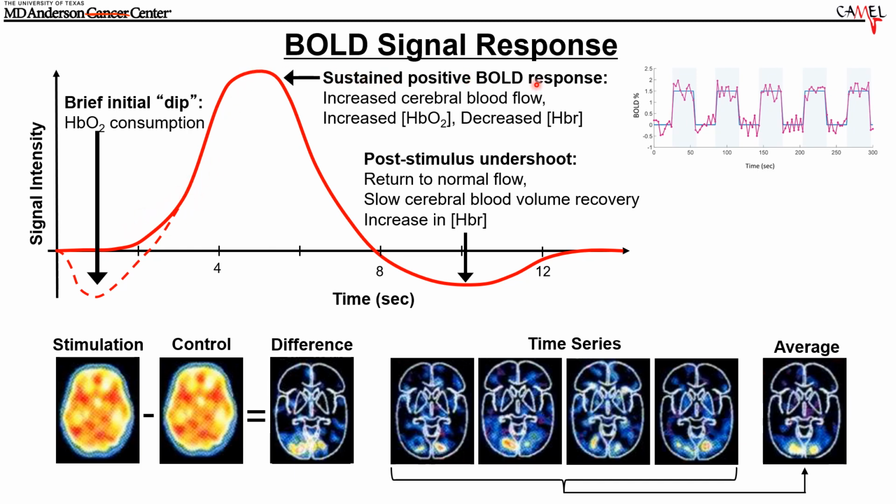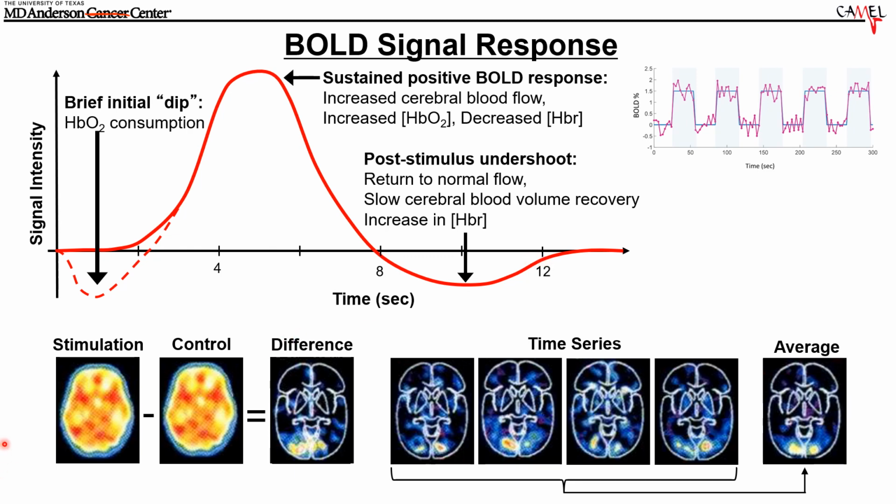There's a sustained positive BOLD response, blood oxygen level dependent response, because you have more oxyhemoglobin, which is diamagnetic, and a decreased relative amount of deoxyhemoglobin, which is paramagnetic. You actually get an undershoot or a dip at the beginning here because you're consuming the oxygen within the oxy and deoxyhemoglobin mixture within the capillaries. So you're getting more deoxyhemoglobin at first. Then your body overcompensates and starts getting oxygen to that part where you're thinking. And then there's an undershoot after you stop thinking.